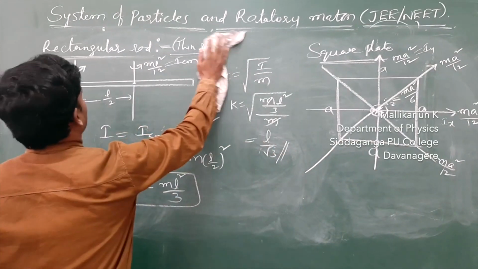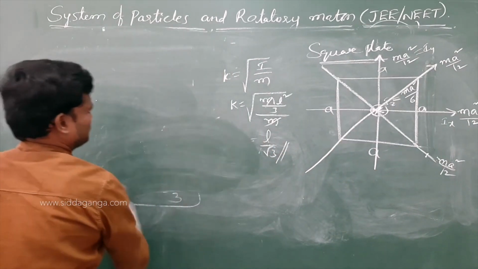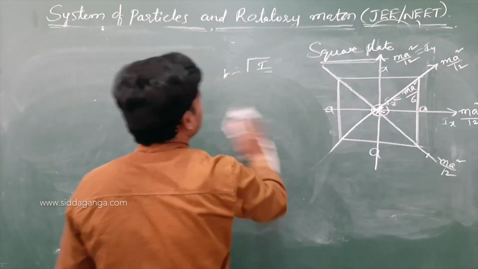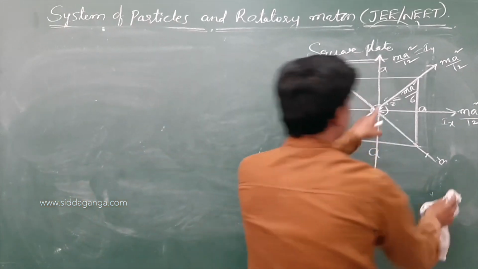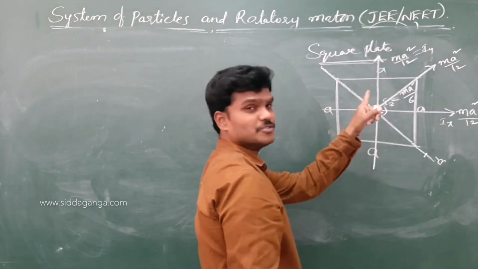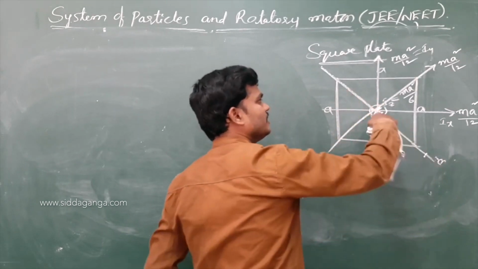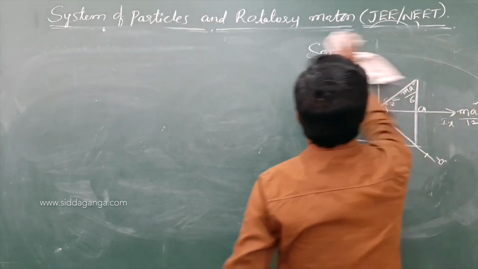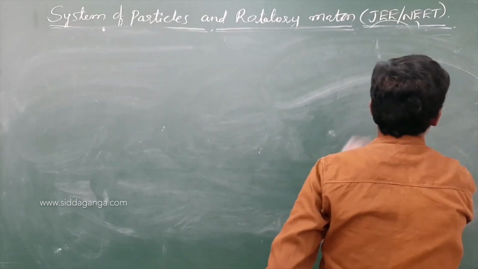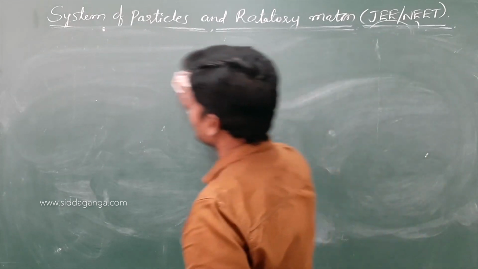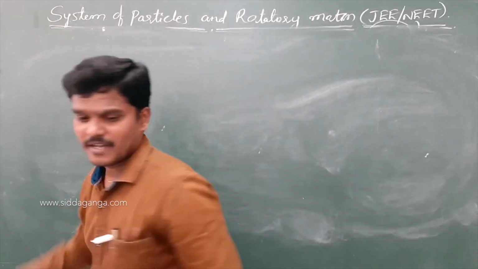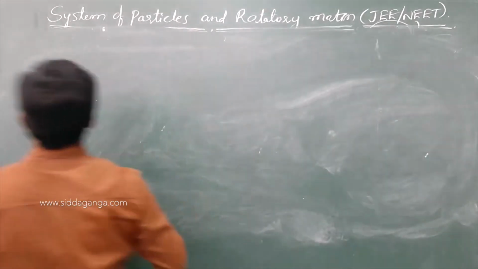Yeah, see the next one. So anyhow, for a square plate, except this center, the remaining all are almost ma square by 12, and here ma square by 6. Now see, let us find moment of inertia at one end of the rod, where the rod makes an angle theta. See the question.